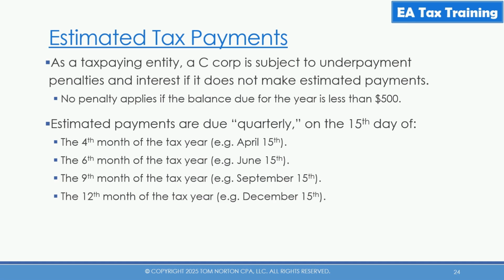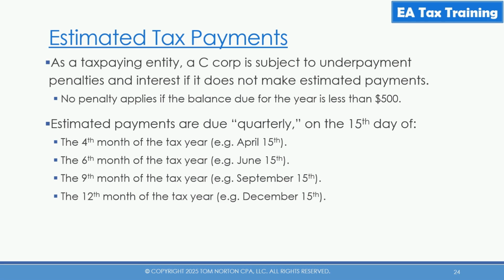Estimated tax payments. As a tax-paying entity, a C Corp is subject to underpayment penalties and interest if it does not make estimated payments. So it's much like individuals. But no penalty will apply if the balance due for the year is less than $500. The estimated payments are due quarterly on the 15th day of the following months.